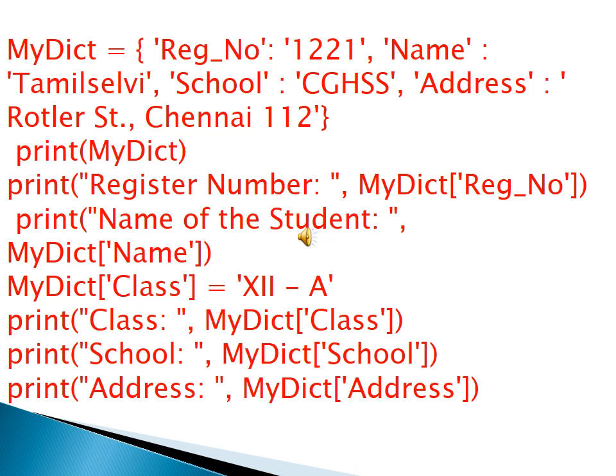Print of school, MyDic school. Print of address, MyDic address. Okay? Here we print MyDic class inside the print. Class is given, next school is given, next address is given, after that register number is given. Did you understand?